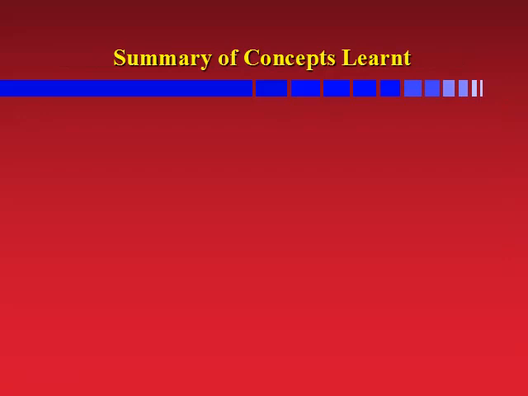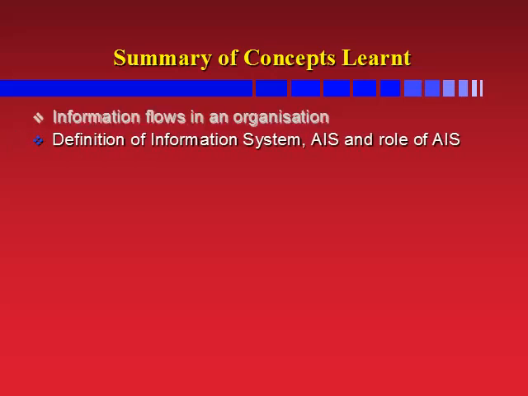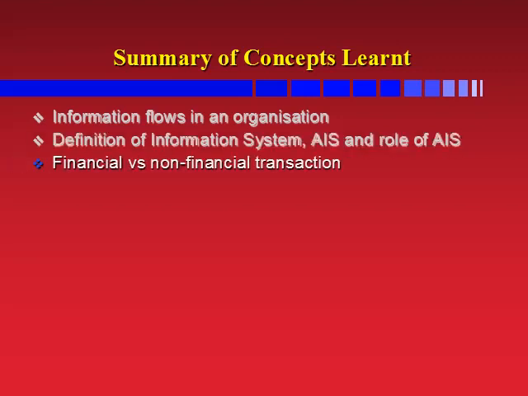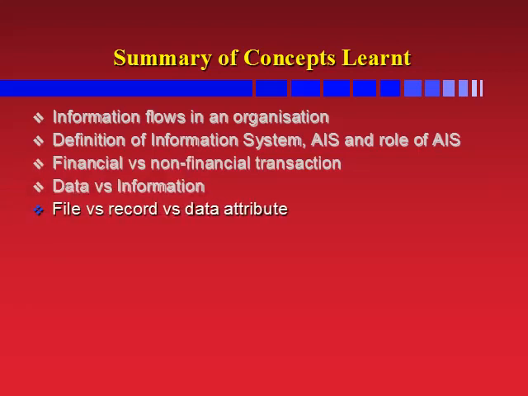Well, congratulations, you have just completed Lecture 1. Let's revisit some of the key concepts learned in this lecture. We've identified information flows in an organization and provided definitions for information systems, accounting information systems, and the role of accounting information systems within an organization. We've also identified the difference between financial and non-financial transactions, between data and information, and we've also taught you to differentiate between files, records, and data attributes.